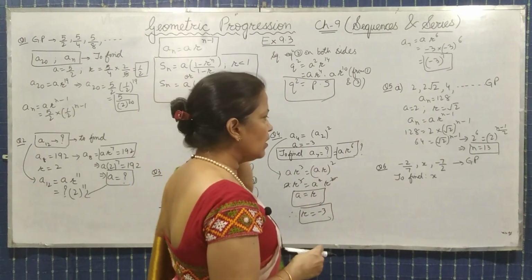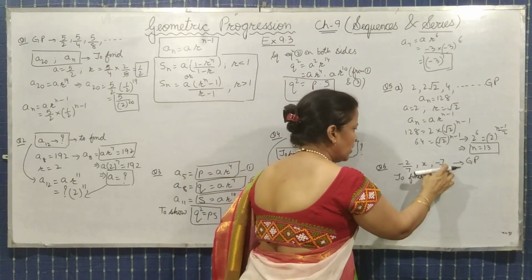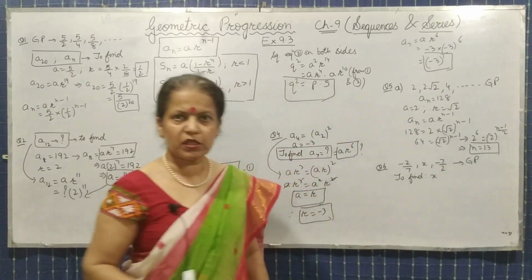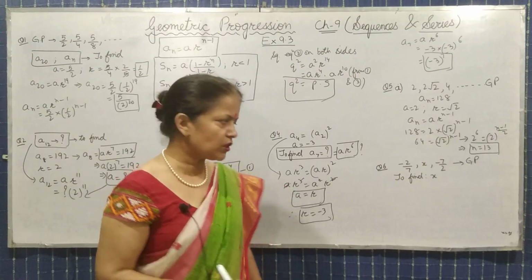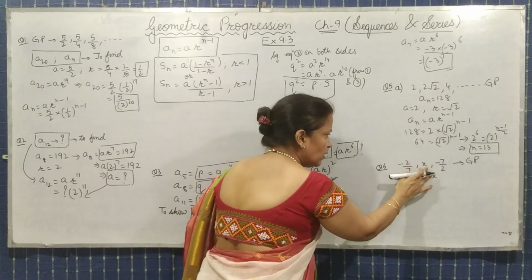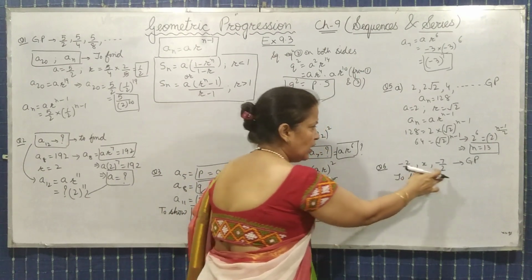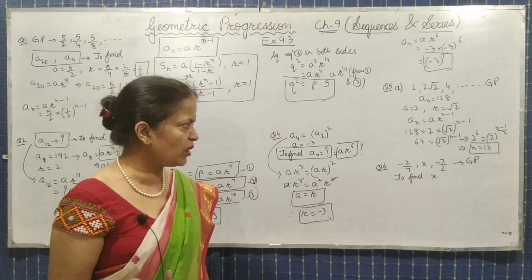Question 6th is -2 by 7, x and -7 by 2 form a GP, and you have to find out the value of x. Since it forms a GP, what does it mean? This upon this equals this upon this, isn't it? GP, common ratio should be same.